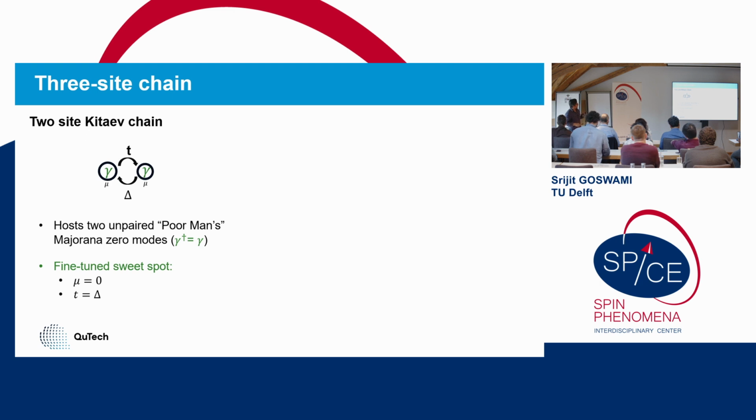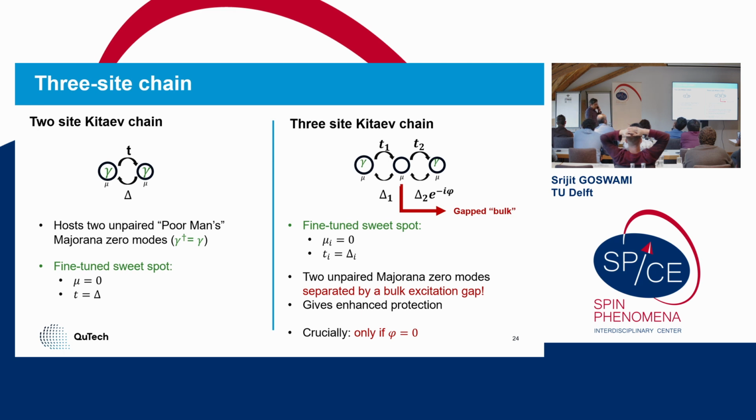So I spoke about the 2-site systems, and these are called poor man's Majoranas. You have this fine-tuned sweet spot where T and delta are equal, and the chemical potential goes to 0. Now, what actually changes in the 3-site system? Not so much, but a few things which are actually quite important.